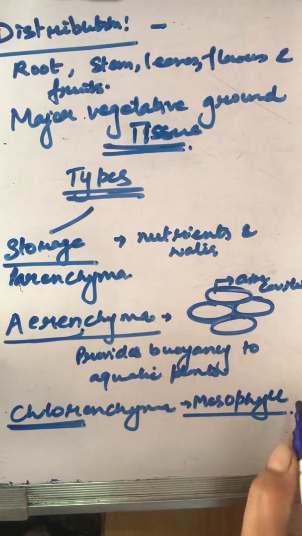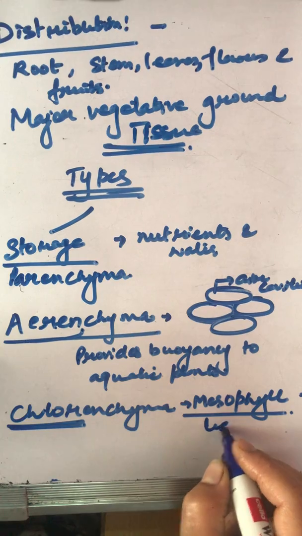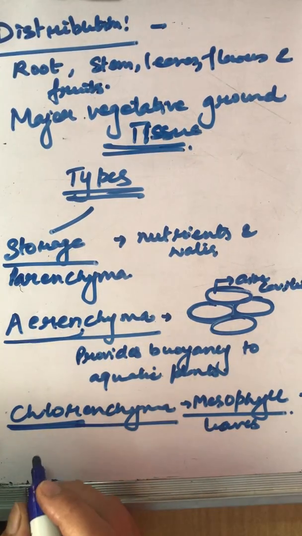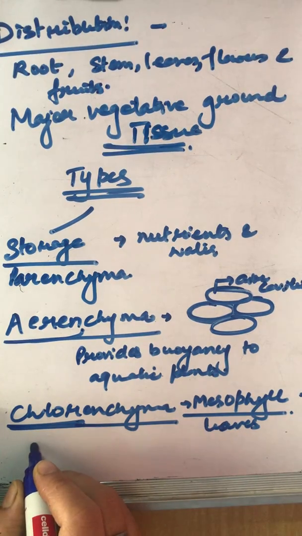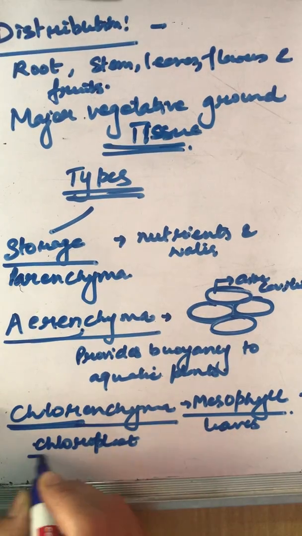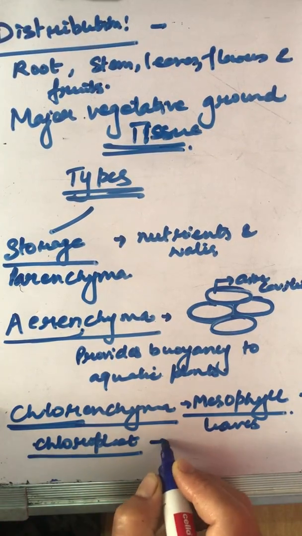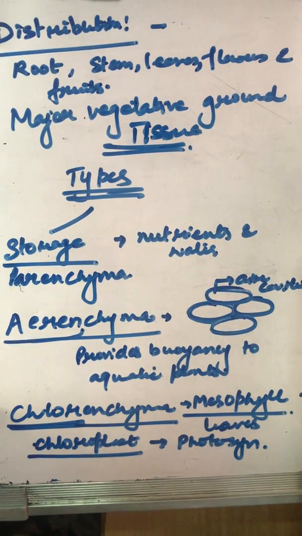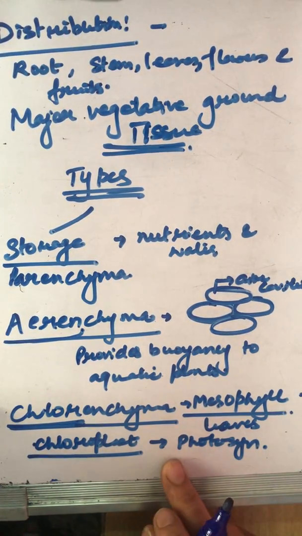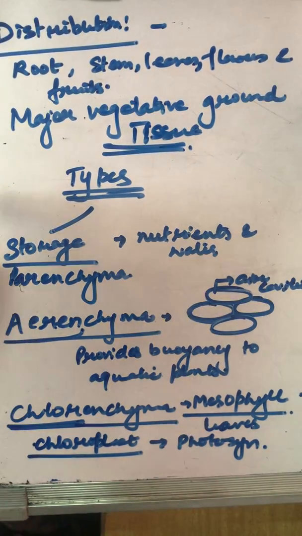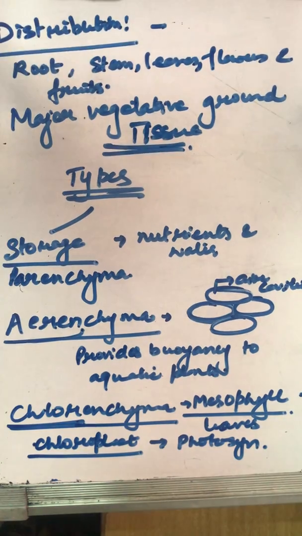So, mesophyll of leaves. And why do we call it chlorenchyma here? Because this cell contains chloroplast, and this chloroplast performs the function of photosynthesis. So we call this type of tissue the chlorenchyma tissue. Clear? When we are talking about distribution and its types, we say it's present everywhere. Mainly it is the major vegetative ground tissue.